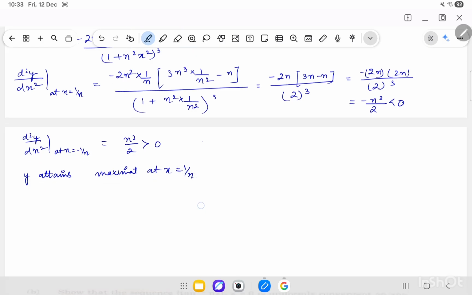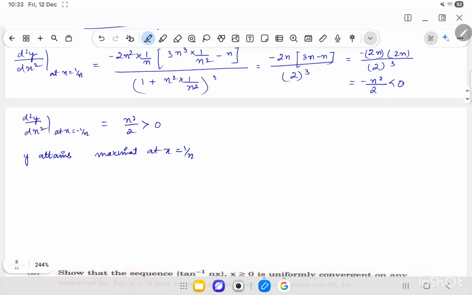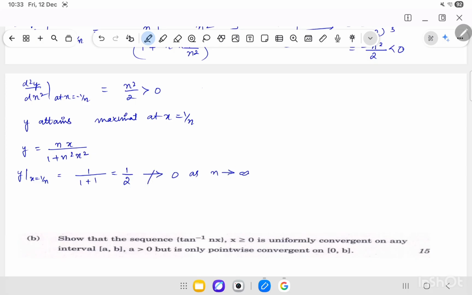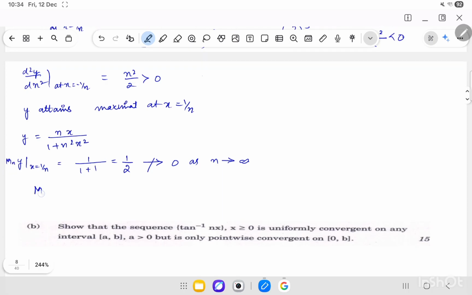Now let's check what the value of y will be here, because that's what we need. So y, which is basically nx divided by 1 plus n square x square, at x equals 1 by n will be equal to 1 divided by 1 plus 1, which is 1 by 2, which doesn't approach 0 as n approaches infinity, because it is equal to Mn. So we got that Mn does not approach 0 as n approaches infinity.